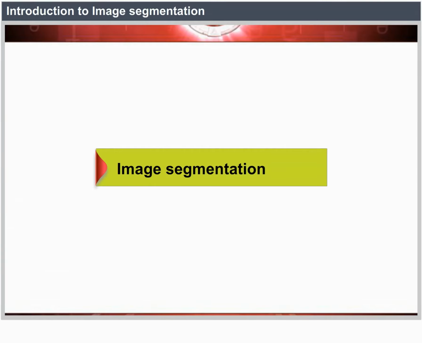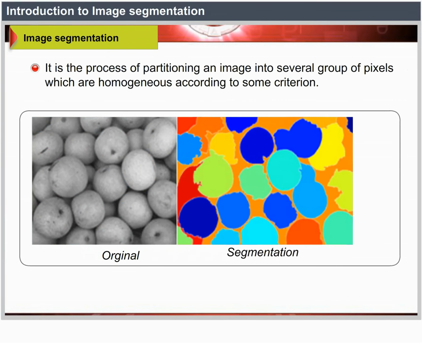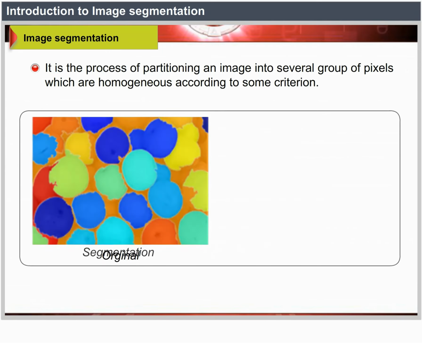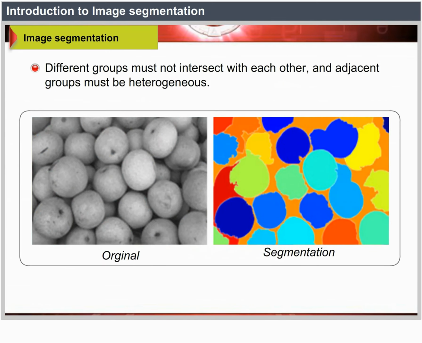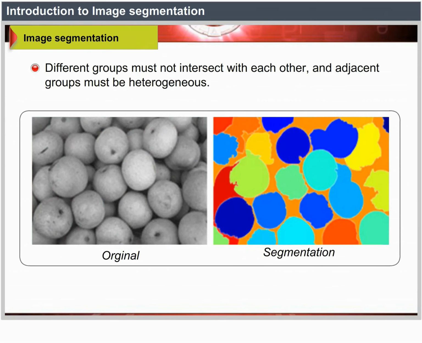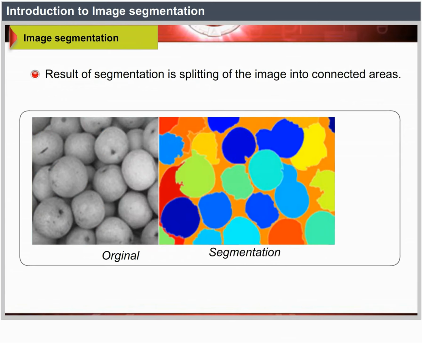Introduction to image segmentation. Image segmentation is the process of partitioning an image into a group of pixels which are homogeneous with respect to some criterion. Different groups must not intersect with each other, and adjacent groups must be heterogeneous. The result of segmentation is splitting of the image into connected areas.